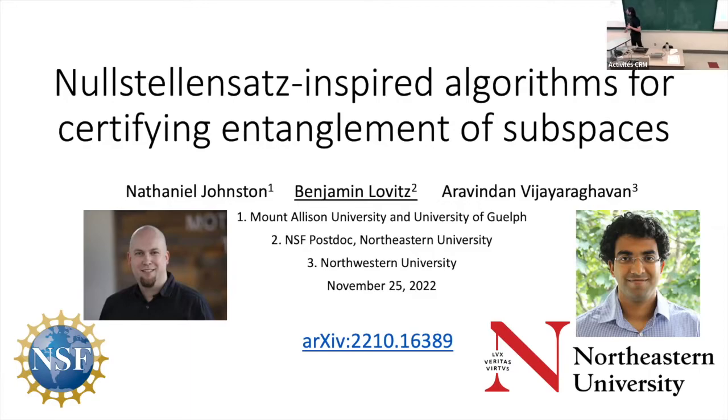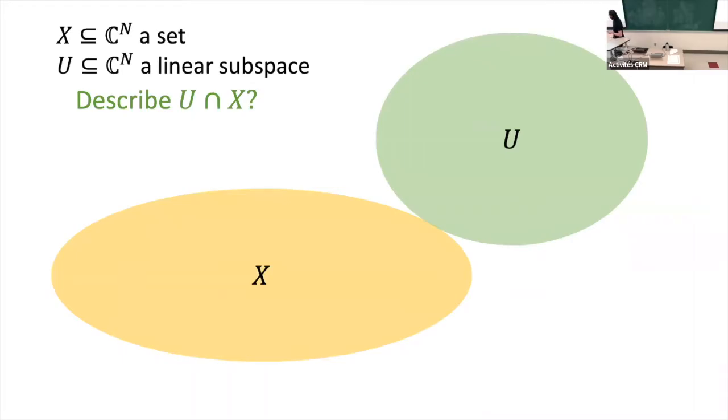Yeah, so I'm going to be speaking about joint work with Nathaniel Johnston and Aravindan Vijayaraghavan on Nullstellensatz-inspired algorithms for certifying entanglement of subspaces. So the basic question that I'm going to be talking about today is you have some subset X of Cn that contains 0 and a linear subspace U, and you want to describe the intersection or how these relate to one another. So there are a few different questions I'm going to consider today.